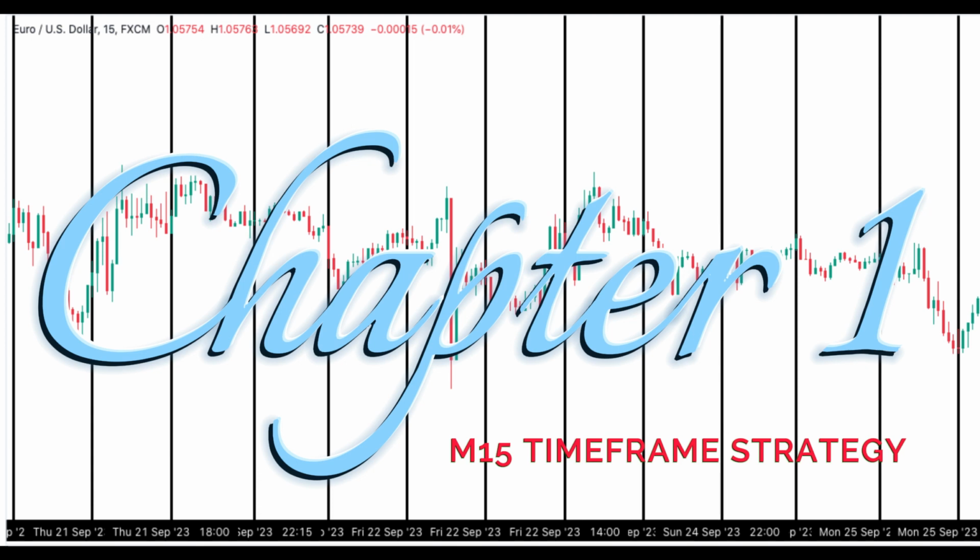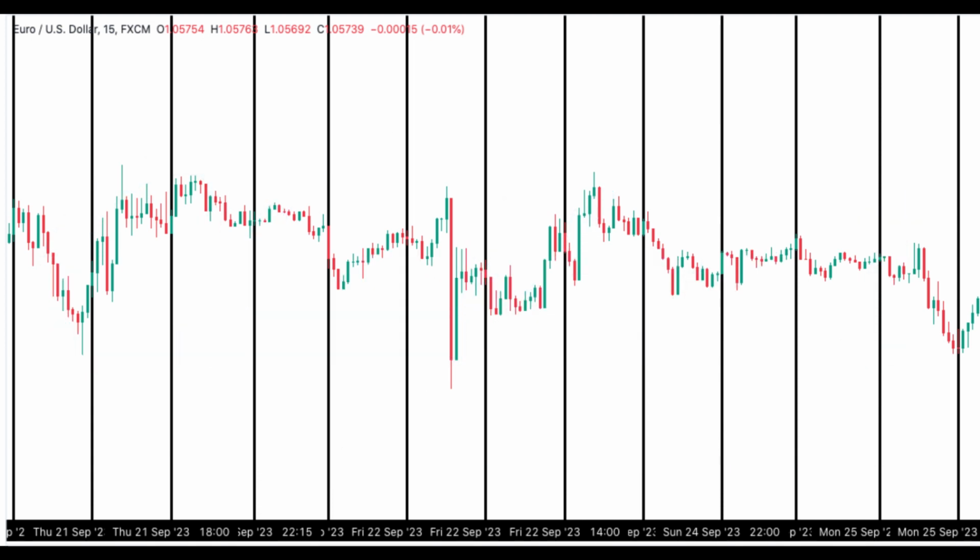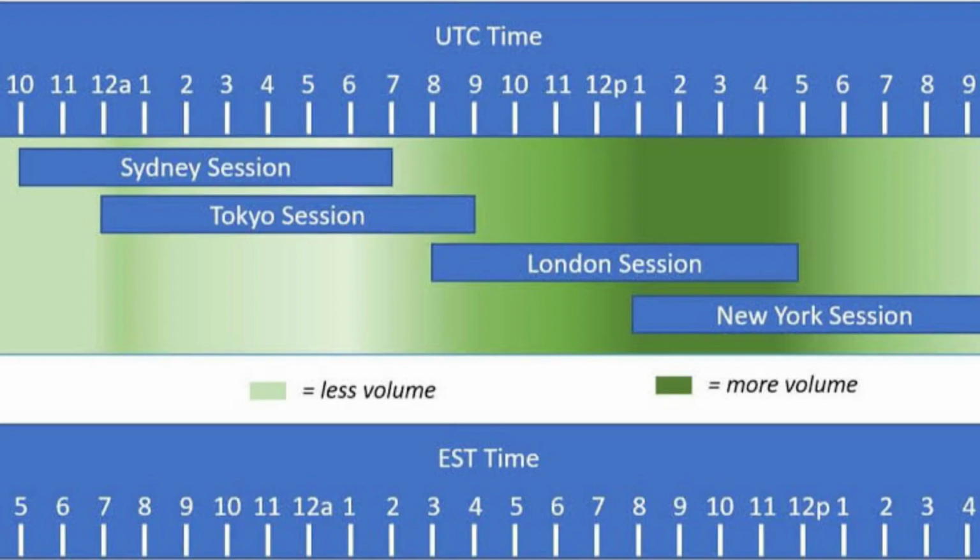Now, the first strategy we'll start with is the M15 timeframe strategy. The M15 timeframe strategy is one of the most reliable scalping strategies in the Forex industry. It's easy to trade and does not require much analysis. To trade this strategy, you will place a vertical line on the open and close of each market session. There are 4 major market sessions in the Forex market. We have the Sydney session, the Tokyo session, the London session, and the New York session.